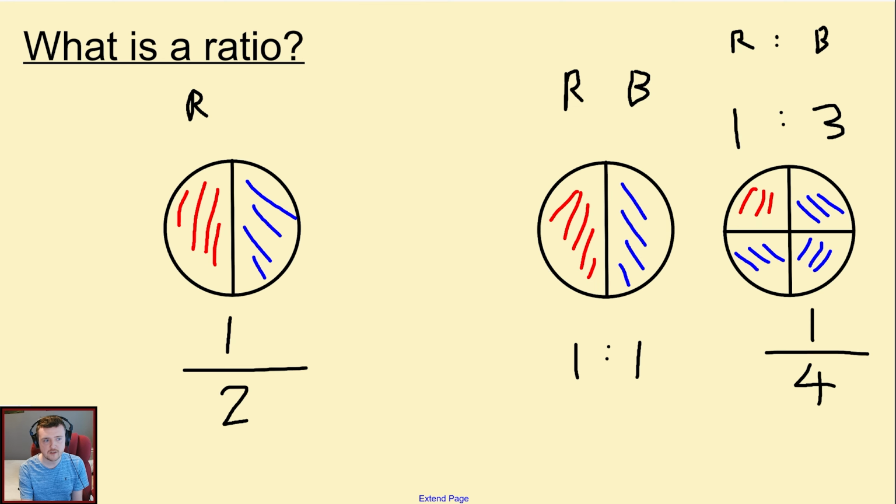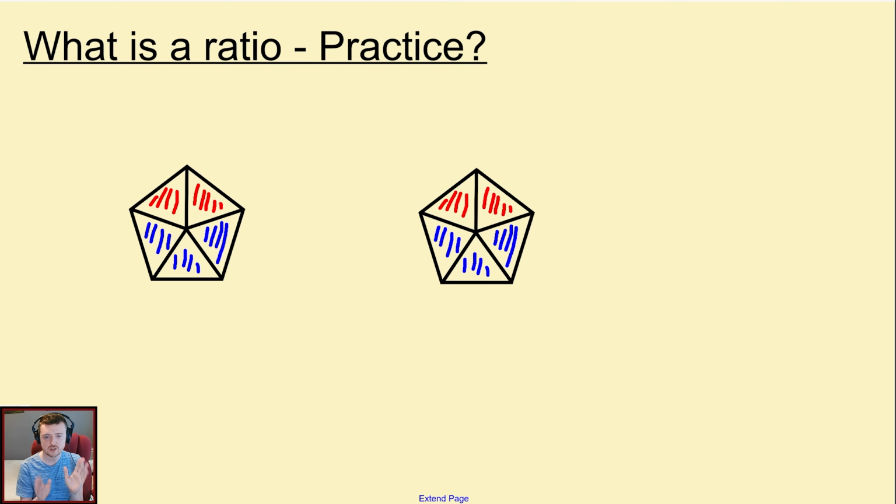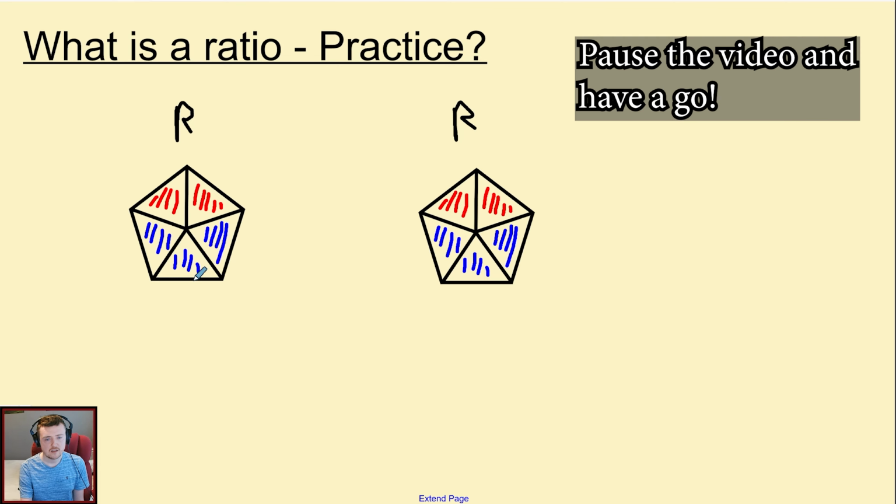Okay, so just as a brief, real quick practice, I've got 2 identical pentagons here. And what I want you to do is first write what you think this would be if we're talking about red again for both. What you think it would look like as a fraction and what you think it would look like as a ratio. Okay.